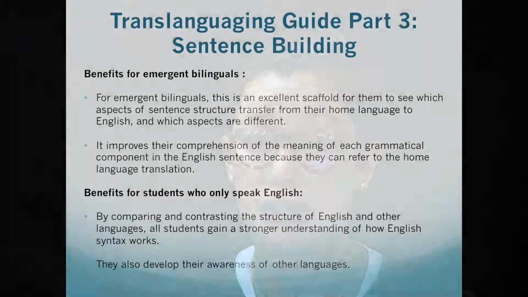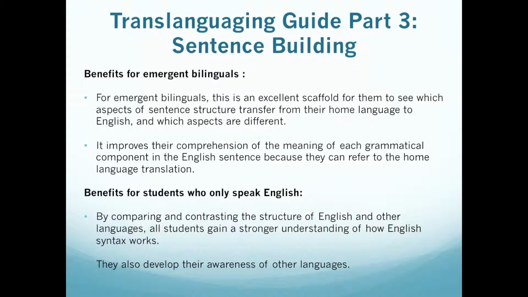Again, this is one of those ways of building language awareness in your classroom as well as vocabulary acquisition. Moving on to the syntax section, we have the strategy of sentence building. And this is beneficial both for students who are emergent bilinguals and students who speak English only. For emergent bilinguals, this is a great scaffold for them in order to see which aspects of sentence structure transfer from their home language to English and which don't. Right? In some languages, there's a different structure for sentences than in English, and those are important things to point out to emergent bilingual students.